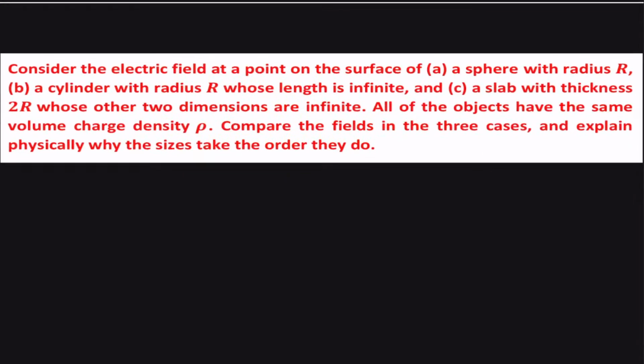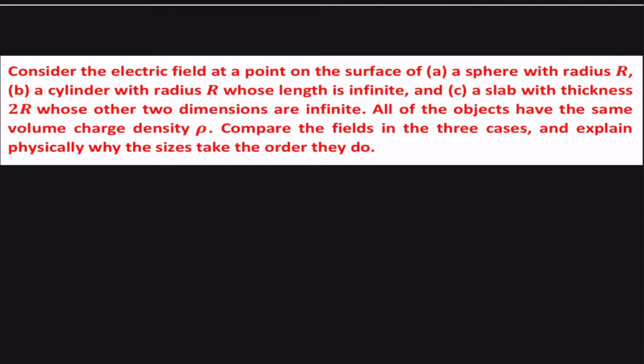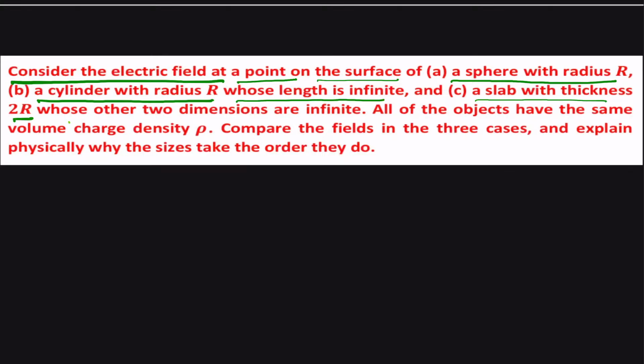Okay, but let us focus on the statement that is given in the question. Consider the electric field at a point on the surface of A. So there are 3 surfaces: a sphere of radius r, a cylinder with radius r whose length is infinite, and a slab with thickness 2r whose other 2 dimensions are infinite.